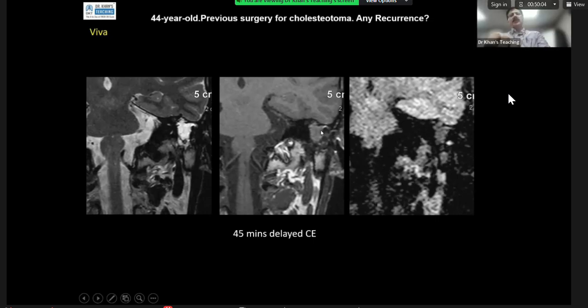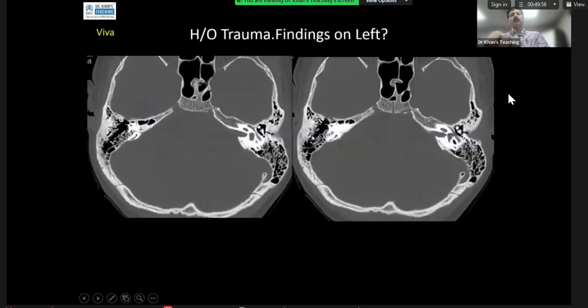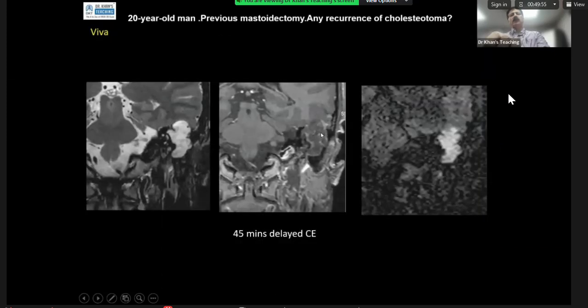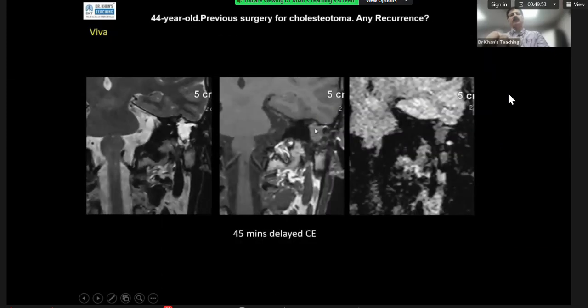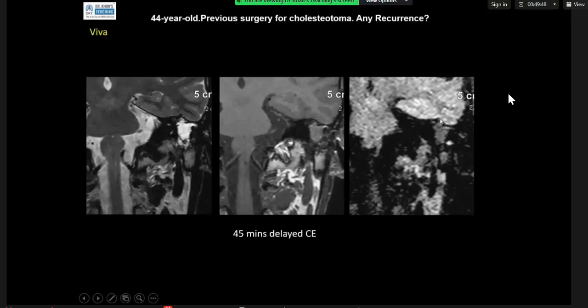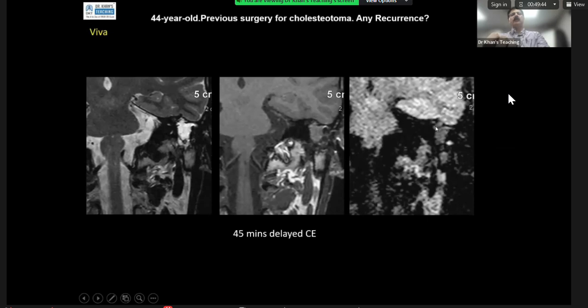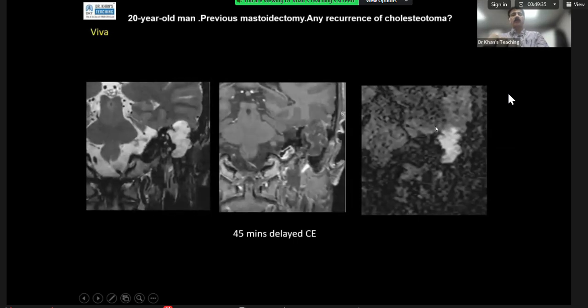Okay, if you say that there is a subtle enhancement, then your diagnosis will be that this is granulation tissue. On the other hand, if you say that there is no enhancement, then this will be just fluid. But the main clinically important finding, you have picked up very well. Clinically important finding was, is there a cholesteatoma or not? Please remember, if there is a cholesteatoma, they will go in and remove it because it will cause more and more destruction.